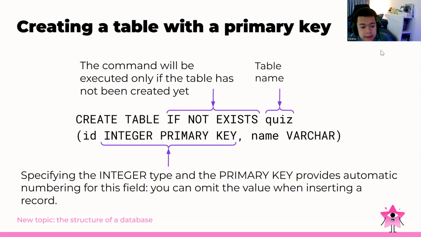Now for creating a table with the primary key. The command will be executed only if the table has not been created yet. So we go for CREATE TABLE IF NOT EXISTS, with the table name quiz. We have the ID as integer, and we make it the primary key. Specifying the integer type and primary key will provide automatic numbering for this field, so we can also omit the value when inserting a record.